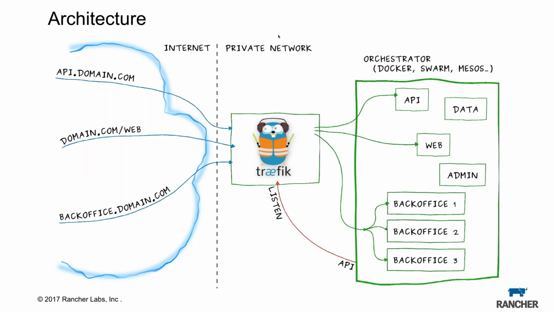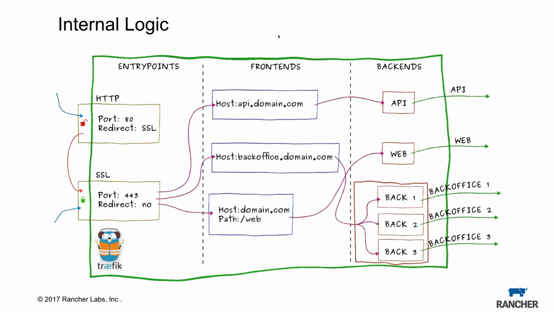Then this is the architecture of Traefik. You come from the internet, you have a private network. Traefik is listening. It has an API and a web admin, and the port where you expose your services.